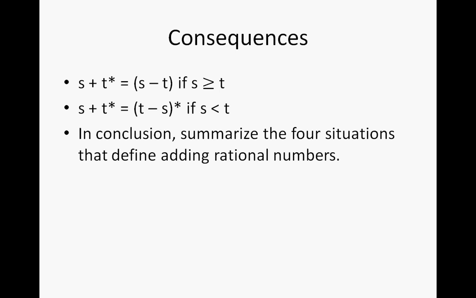So in conclusion, what I'd like you to do is summarize all 4 situations that define adding rational numbers. So put all 4 of these together along with their consequences and their definitions. So we've kind of spread them out. I'd just like you to summarize them in one group so that we can talk about this as one set instead of broken out with their explanations. All right, we'll do some more discussion in class and also tackle some practice problems.